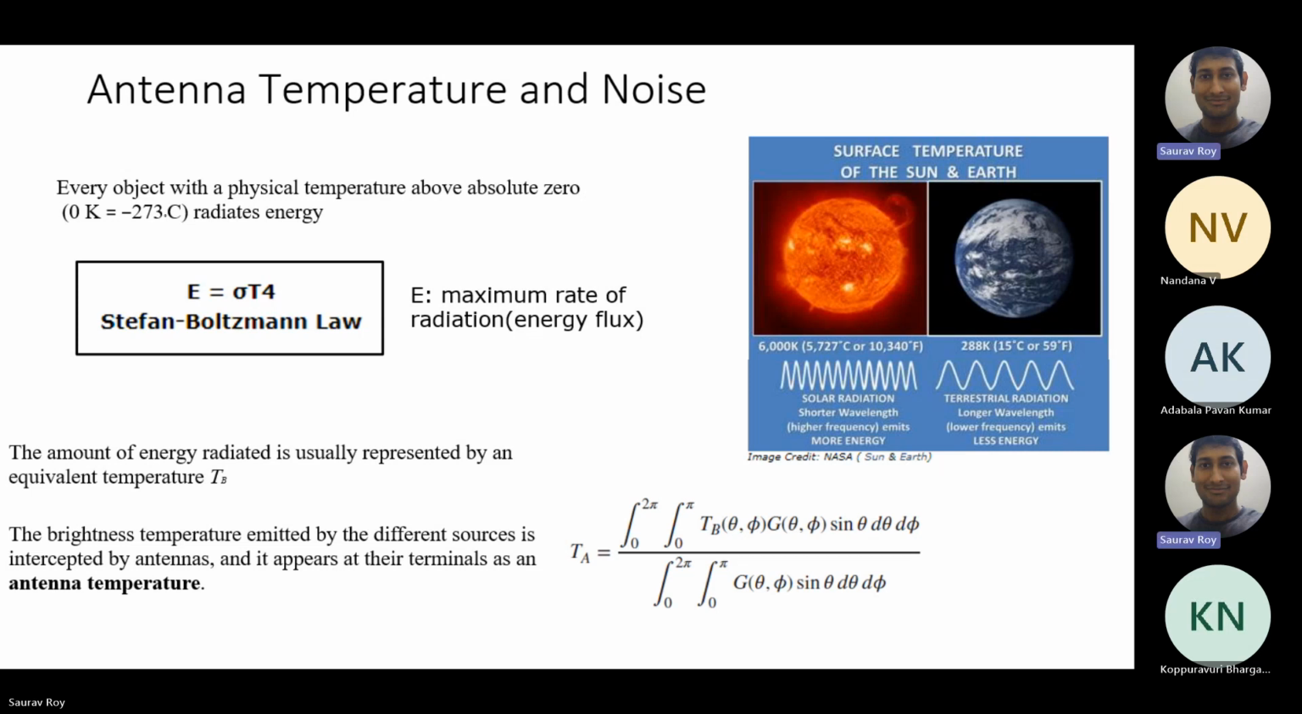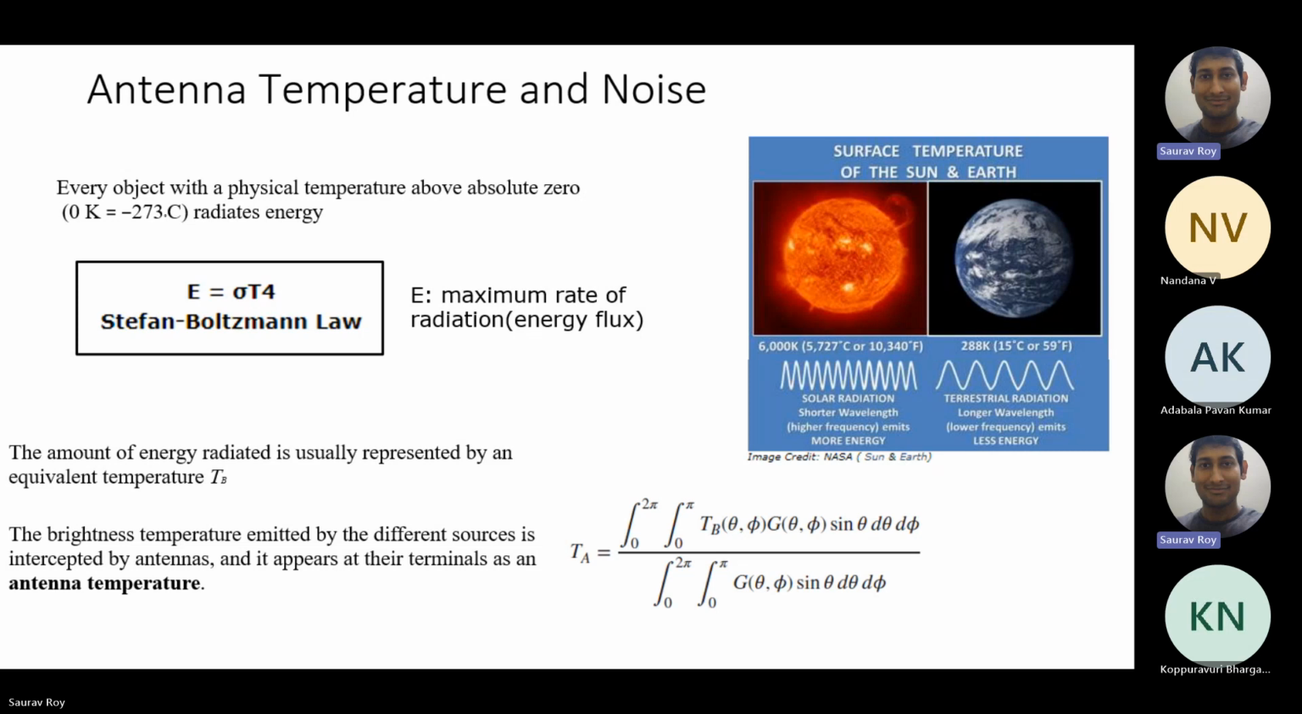So now how is it relevant in antenna? Now it says the amount of antenna energy radiated is usually represented by an equivalent temperature TB. We have a formulation of TB, or equivalent temperature. Many of the sources surrounding the antenna, because of their temperature, are always radiating some kind of energy. All these things equivalently we take as their effective or equivalent temperature.